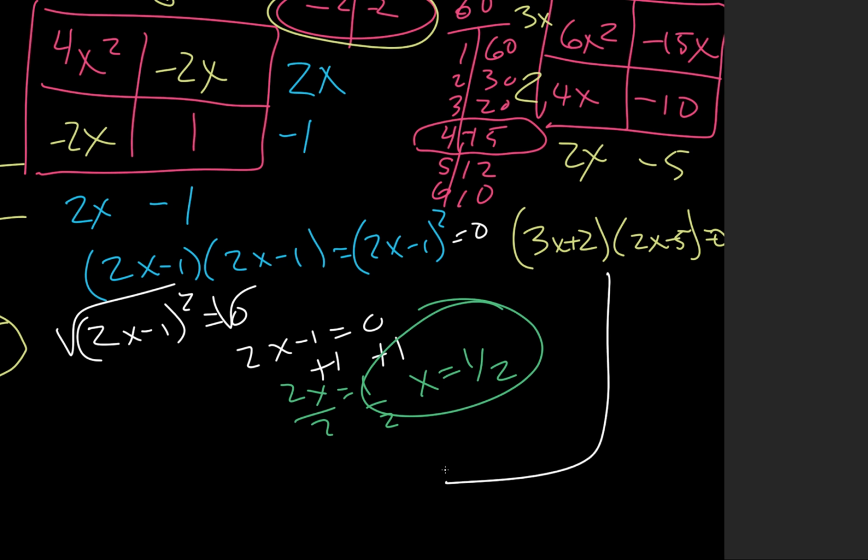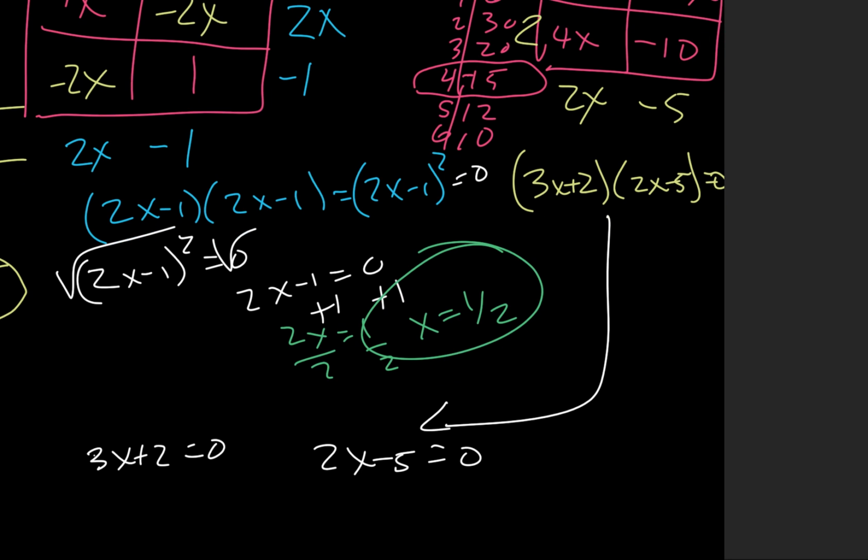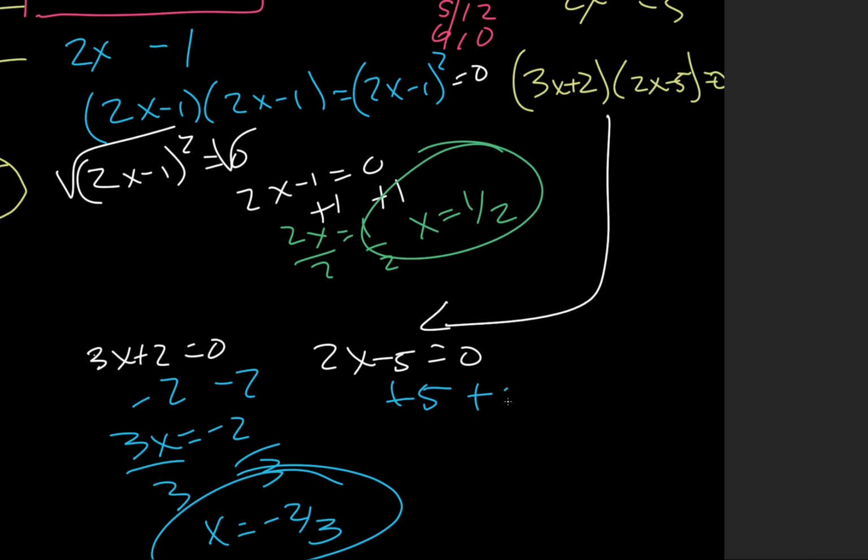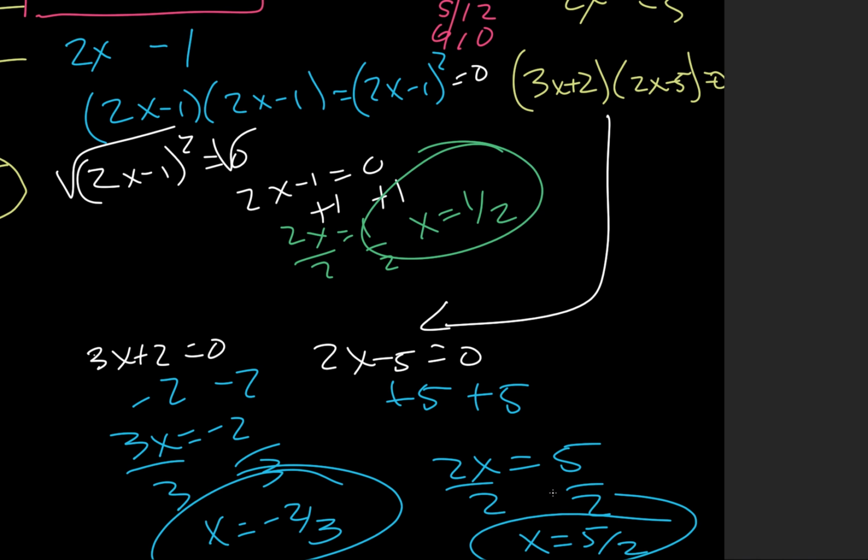And I'm going to bring them down here. So I get 3x plus 2 equals 0, as well as 2x minus 5 equals 0. And then I just need to do the algebra on those. So I subtract 2, 3x equals negative 2. And then divide by 3, x equals negative 2/3. And this one I'm going to add 5, 2x equals 5, divide by 2, x equals 5/2. And those are the two answers for that quadratic.